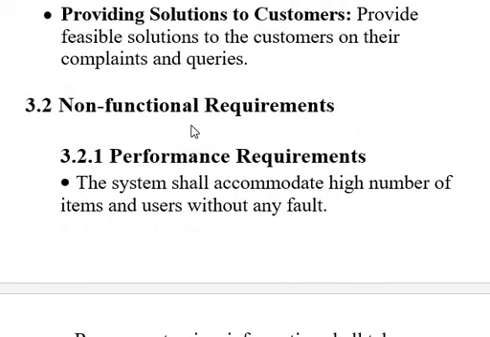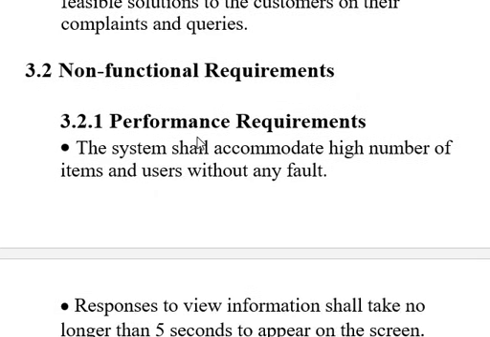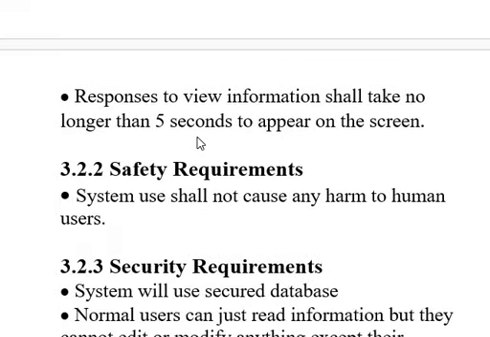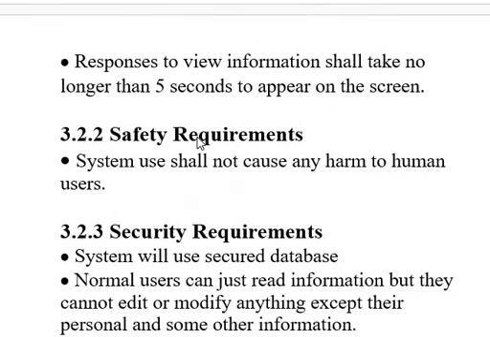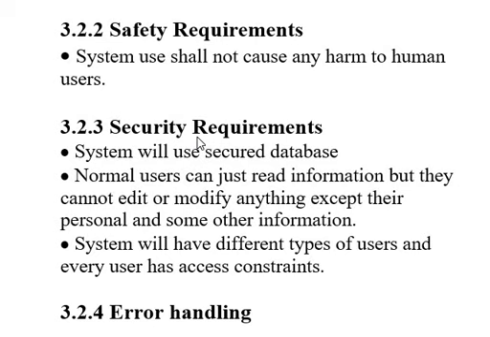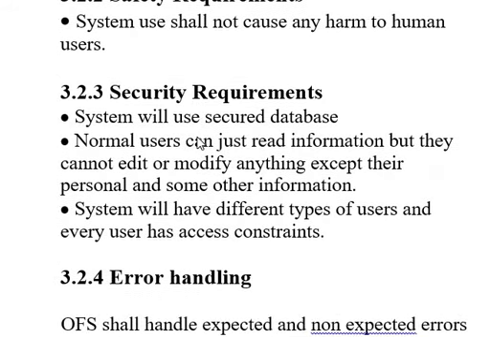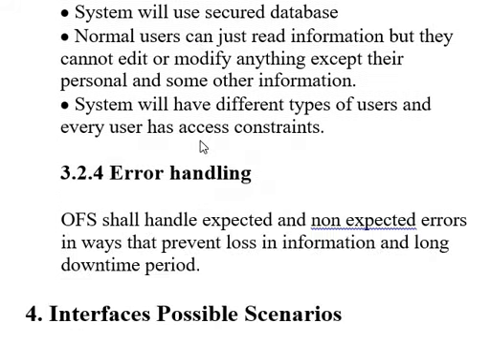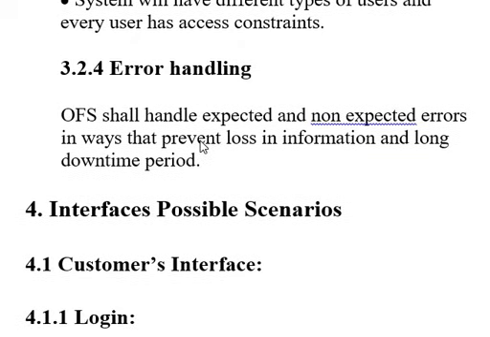Okay. Now we have the non-functional requirements, that is, performance requirements. Performance should be good. Safety, it should be secure. It should be safe to use. Security, the system will use a secure database. A normal user can just read the information but cannot edit or modify anything except their personal information. So this is a very important thing. The user cannot change anything apart from personal information. The system will have different types of users. Okay, error handling should be there.